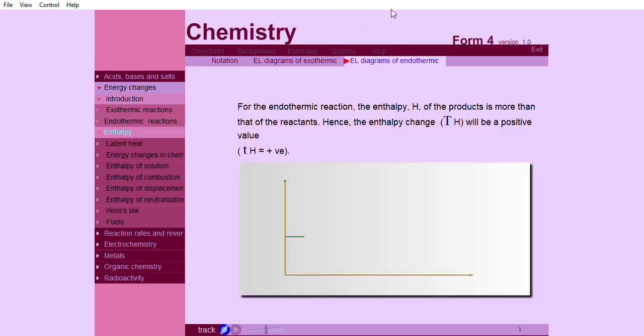For the endothermic reaction, the enthalpy H of the product is more than that of the reactants. Hence, the enthalpy change will be a positive value. The enthalpy value is positive and the reaction is endothermic.